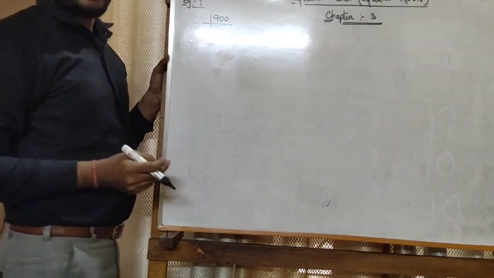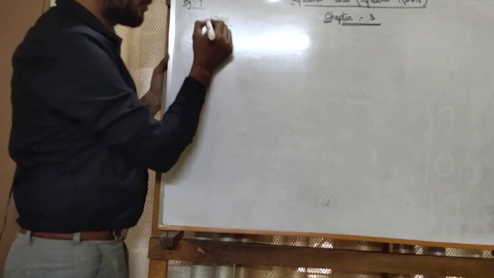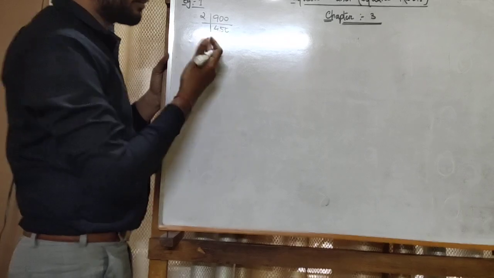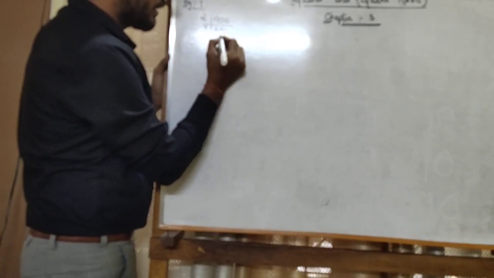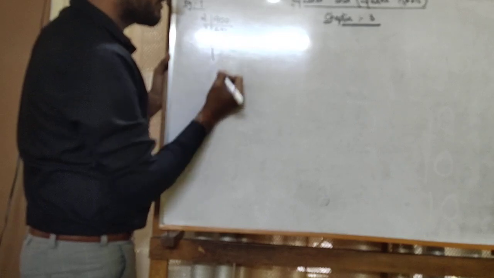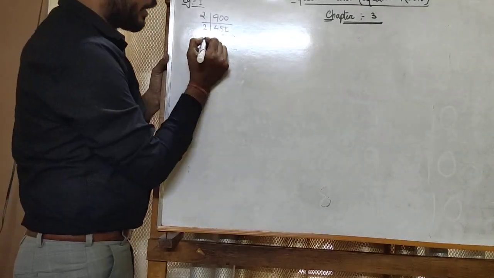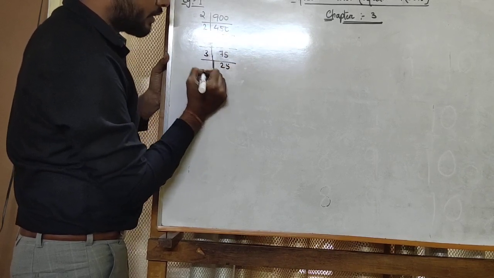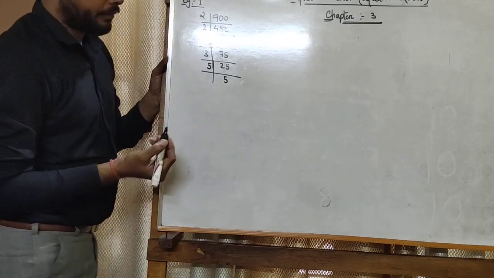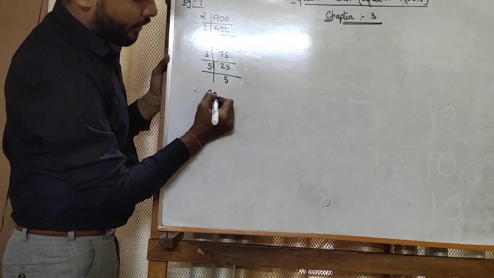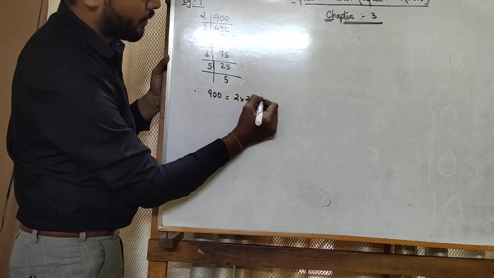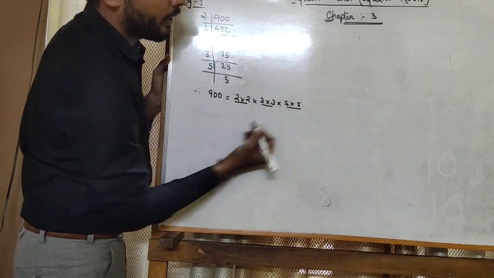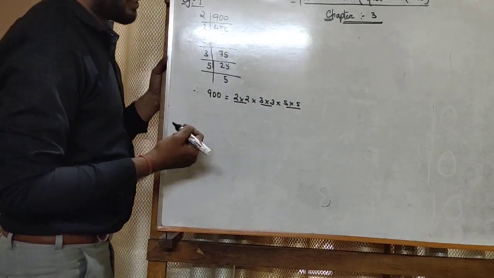900, since it is an even number, it will be seen in the table of 2, 450 times. I think all of you know, since you have learned prime factorization in class 4 and 5, it is very clear to you. In the table of 2, 225 times. Now it won't be seen in the table of 2 because it is an odd number. It will be seen in the table of 3, 75 times. Again in the table of 3, 25 times. In the table of 5, 5 times. Now I can write, therefore, 900 is equal to 2 into 2 into 3 into 3 into 5 into 5. You can see the factors of 900 can be put into pairs.